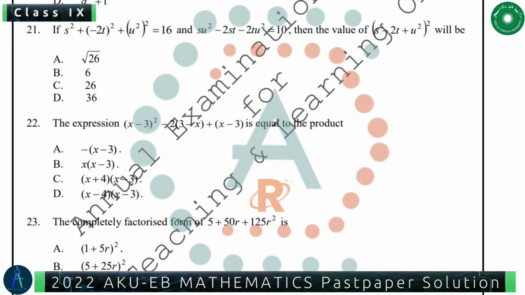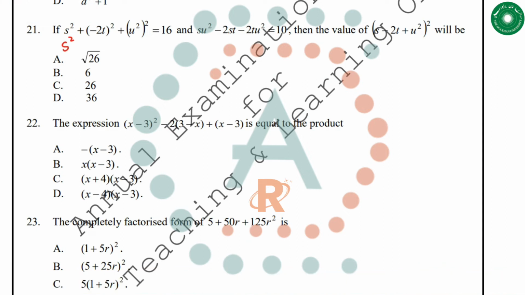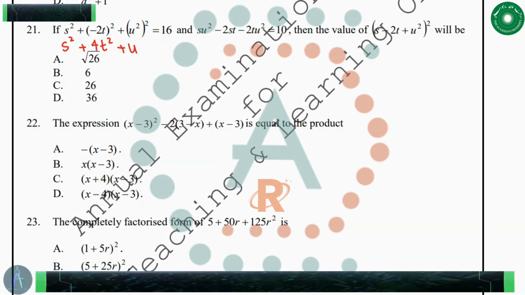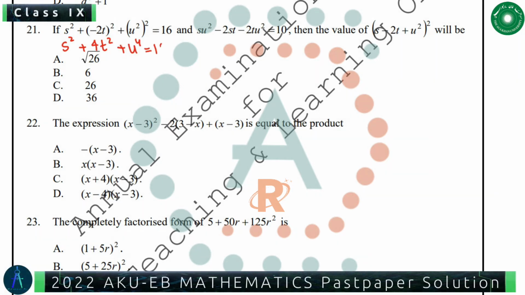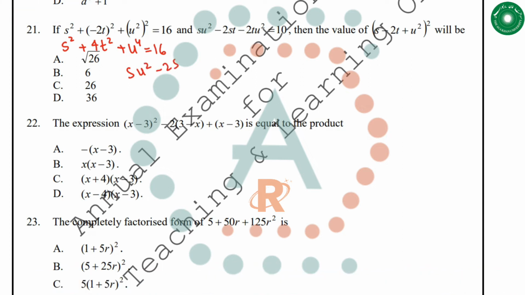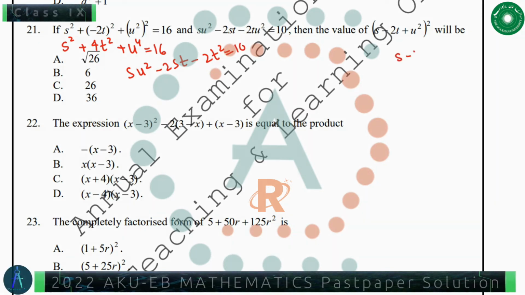If s square plus 4t square plus u^4 is equal to 16. So first of all, we will solve this s square plus 4t square plus u^4. The value of this is 16, and then s u square minus 2st minus 2t square is equal to 10, and we have to find the value of (s minus 2t plus u square) whole square.